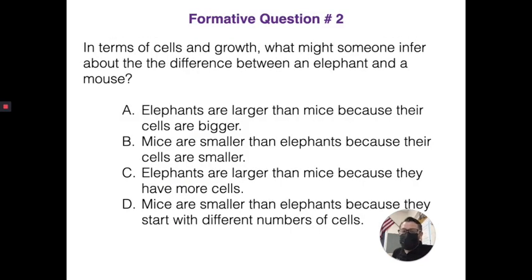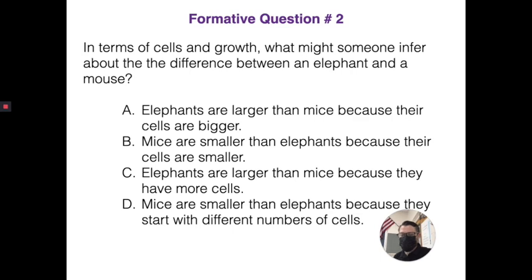So the next formative question here, in terms of cells and growth, remember making an inference: what might one infer about the difference between an elephant and a mouse? A, elephants are larger than mice because their cells are bigger. B, mice are smaller than elephants because their cells are smaller. C, elephants are larger than mice because they have more cells.